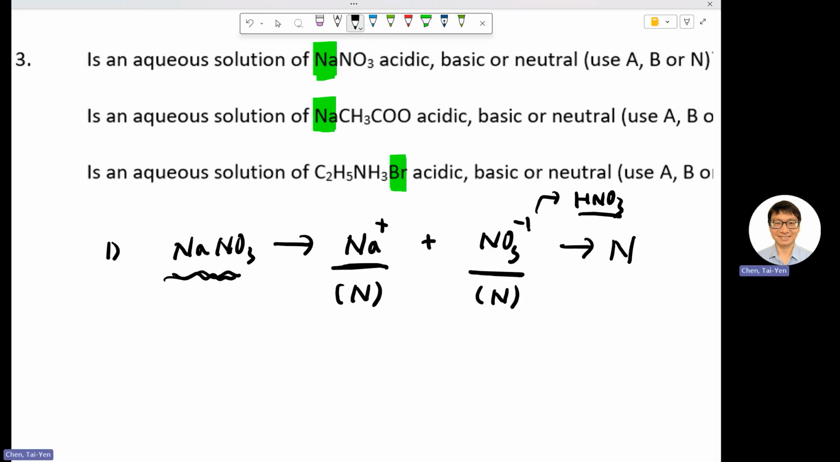Is that clear? Okay, so really start to differentiate, for your species, are they neutral, weak acid, or weak base? So that was the NaNO3.